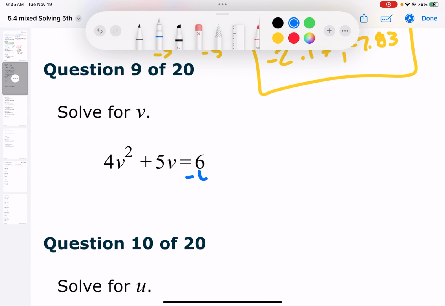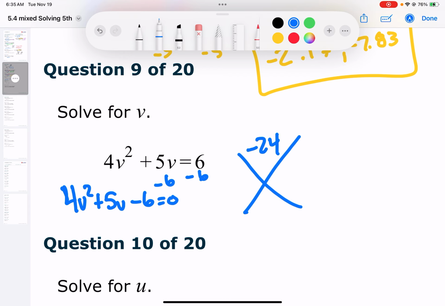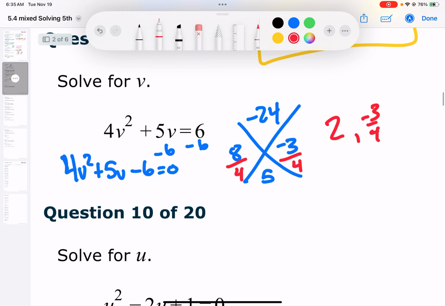Okay, so I'm going to minus 6 on both sides. That gives me 4v squared plus 5v minus 6 equals 0. Negative 24 and 5. So that's going to give me an 8 and a negative 3. Divide by 4, divide by 4. So that's going to give me 2 and negative 3/4. So I would write that out, but what I can do is I'm just going to end up changing these signs. So my answer is negative 2 and 3/4.